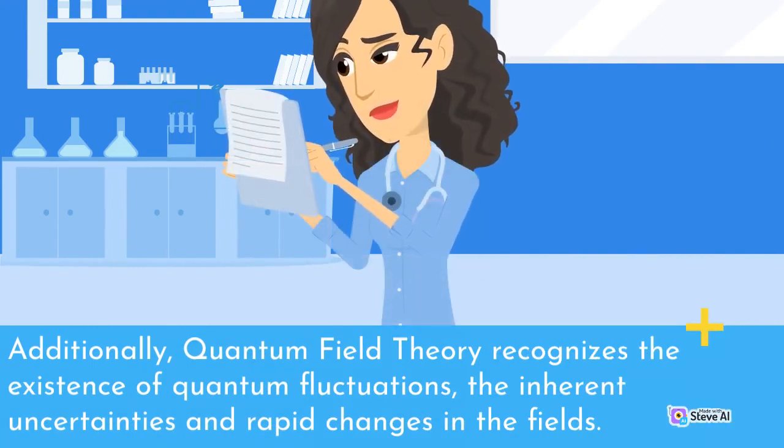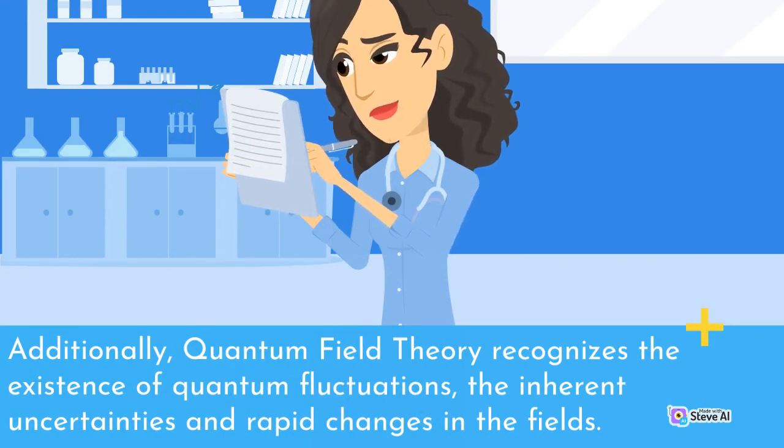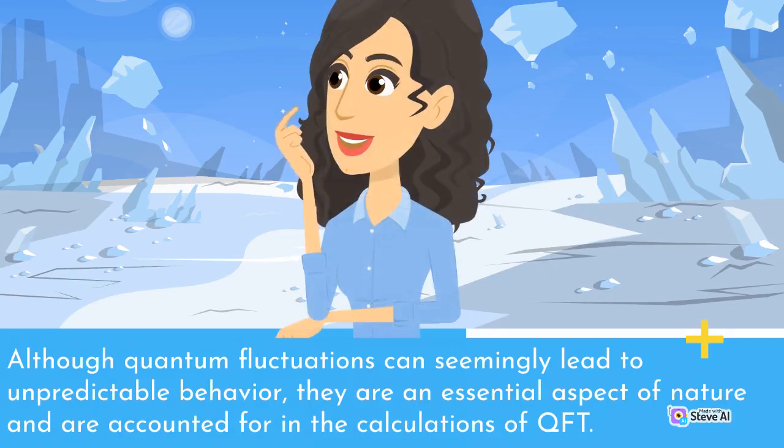Additionally, quantum field theory recognizes the existence of quantum fluctuations, the inherent uncertainties and rapid changes in the fields. Although quantum fluctuations can seemingly lead to unpredictable behavior, they are an essential aspect of nature and are accounted for in the calculations of QFT.